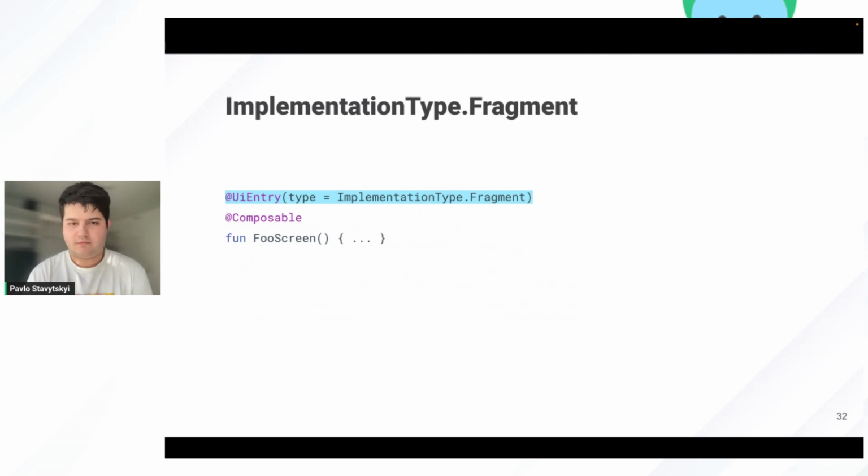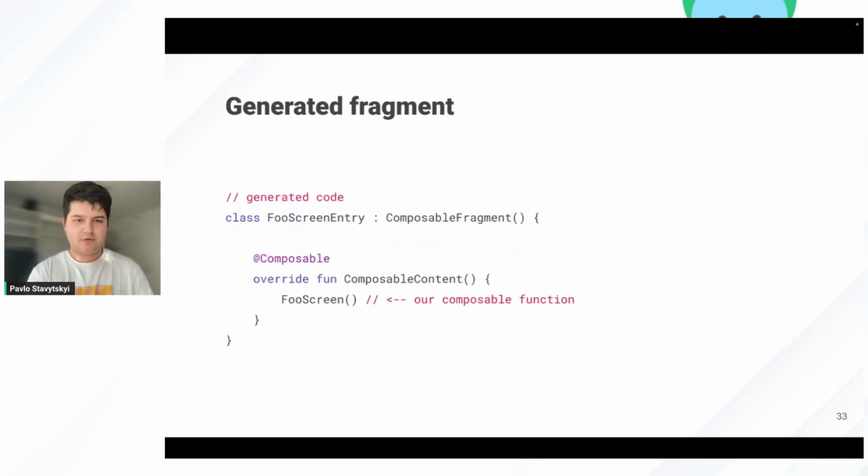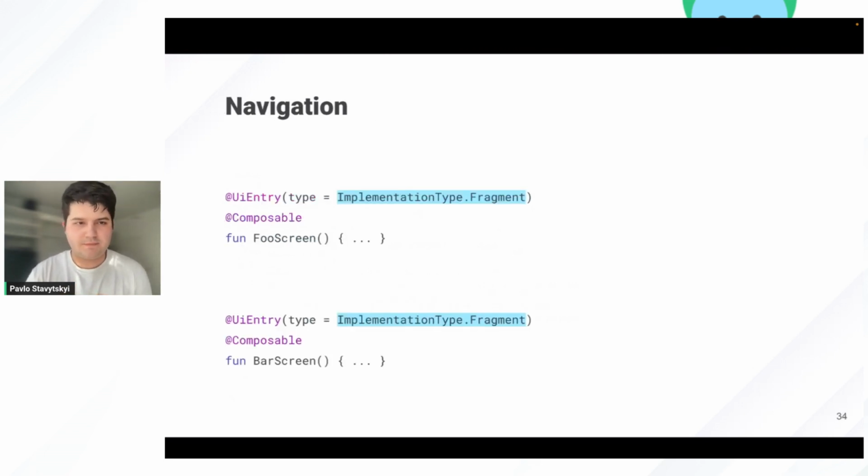Everything narrows down to this idea. Implementation type means that for this composable function, we generate a fragment. And actually, we can generate something else. Just stick with me, I will get there as well. And here is the generated fragment. Pretty simple. But we don't have to write it manually. We just use whatever was generated for us.